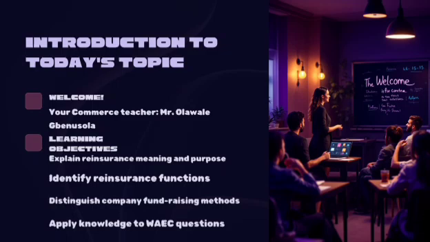Moving on to our lesson objectives for today, what are the things that we want to achieve? By the end of this lesson, you'll be able to: 1. Explain the meaning and purpose of reinsurance. 2. Identify and describe the key functions of reinsurance. 3. Distinguish between different methods companies use to raise funds, including offer for sale, offer for subscription, rights issue, private placement, and issue by tender. And the last one, number 4, apply whatever knowledge we have gathered today to real life scenarios and practice exam questions.